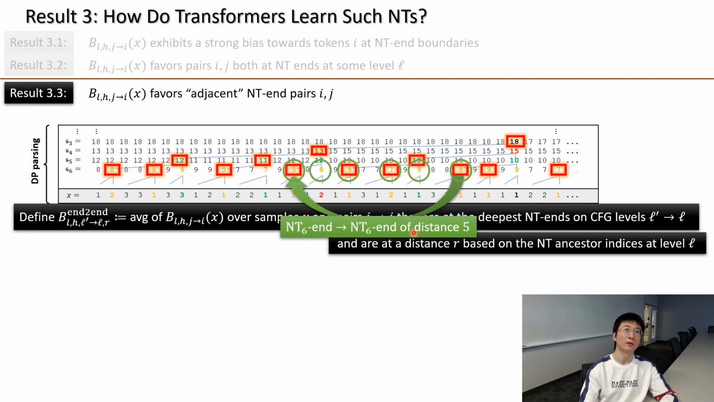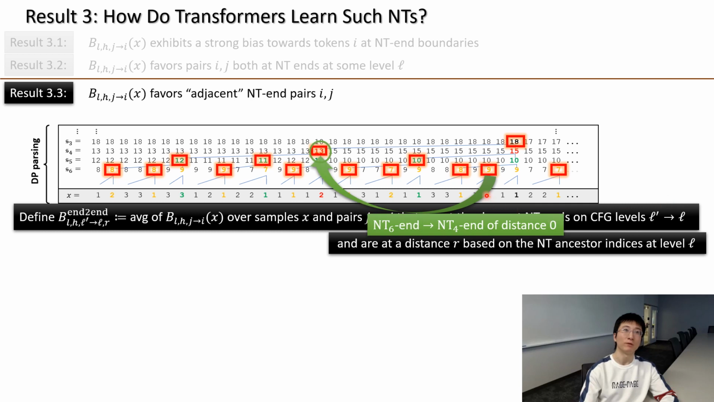If I consider this position attending to that position, then they are both at NT-ends of level 6 as the deepest, and I define them to be of distance 5 because I need to jump 1, 2, 3, 4, 5 to get there. But if I talk about two NT-ends at different levels, for instance, from here to here, then I use the destination level as the count for the distance. That is, I also need to jump 1, 2, 3, 4, 5, and therefore I say from here to here, it's NT3 to NT6, also of distance 5.